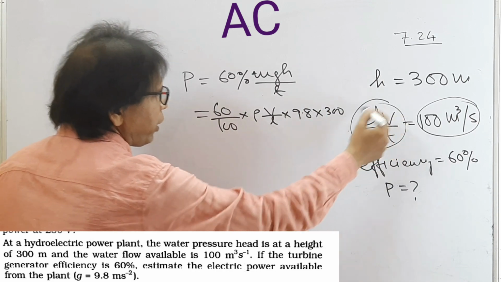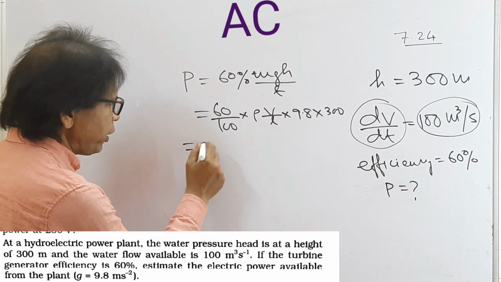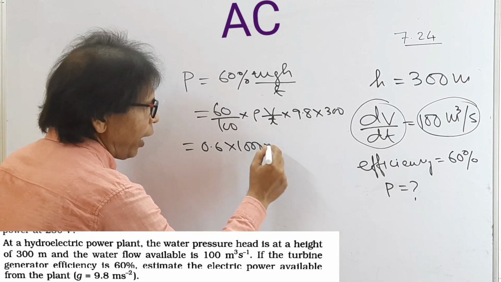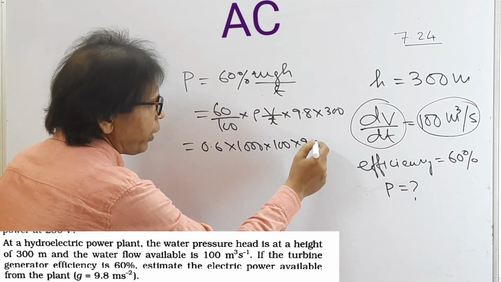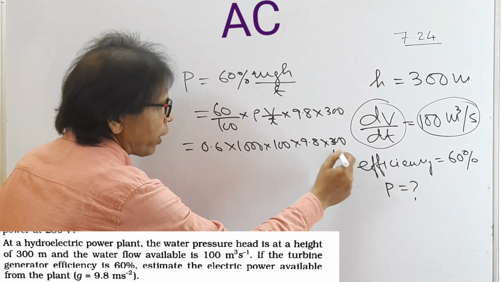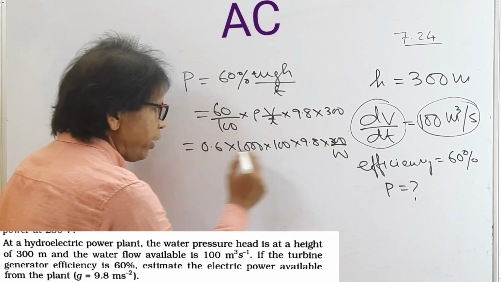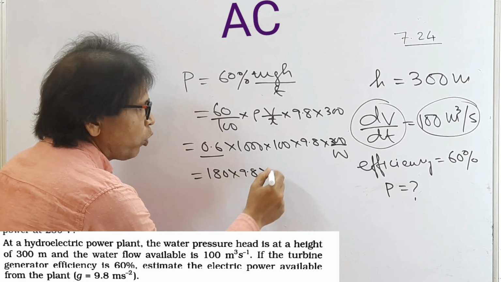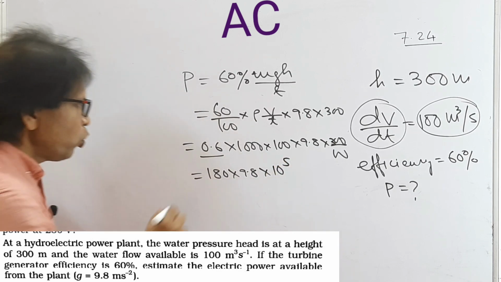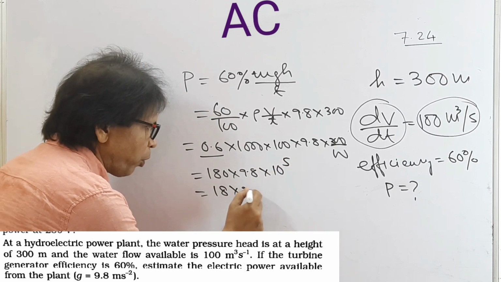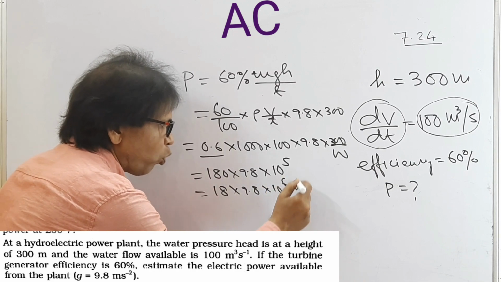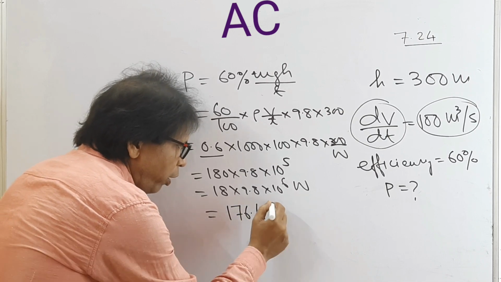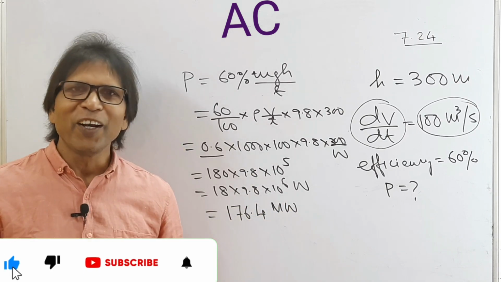Now look at this, V by t means dV by dt. So this is 0.6, rho is 1000, this is 100, and this is 9.8 into 300 watt. Now look at this, into this. So this is 180 into 9.8 into 10 to the power 5. So this is 18 into 9.8 into 10 to the power 6 watt. Therefore this is 176.4 megawatt. Okay, no problem.